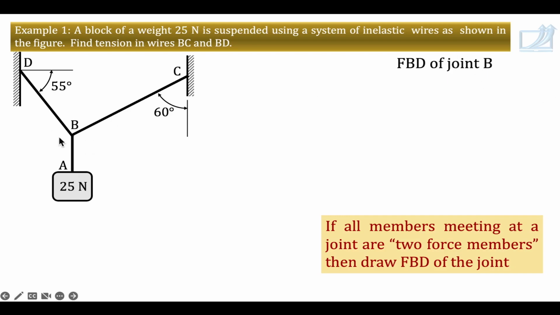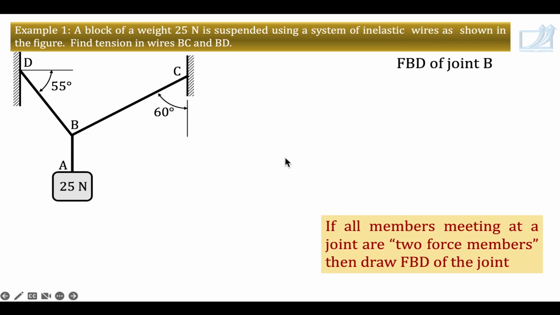Joint in the sense the point where members are in contact or members are connected. So it is joint B here, where three members are connected. So joint B is nothing but point B. So FBD of point B you are going to draw.